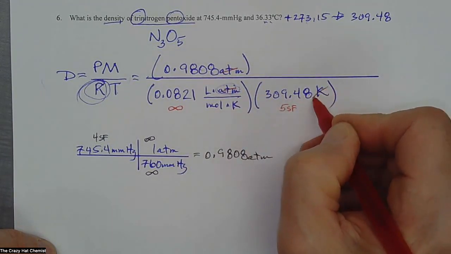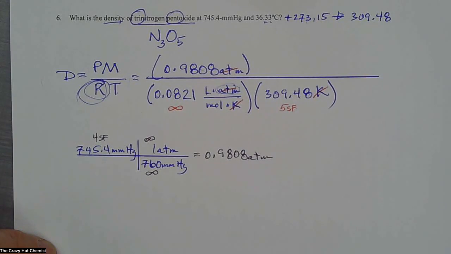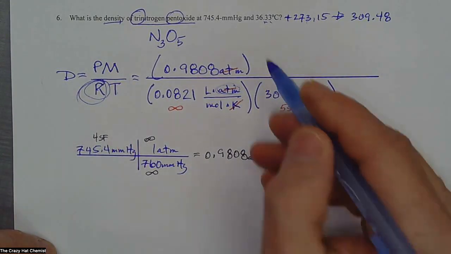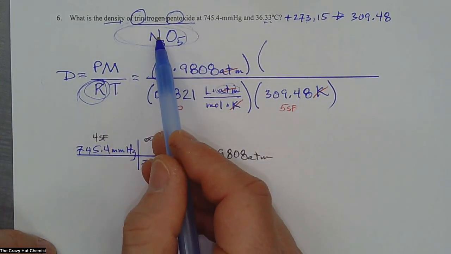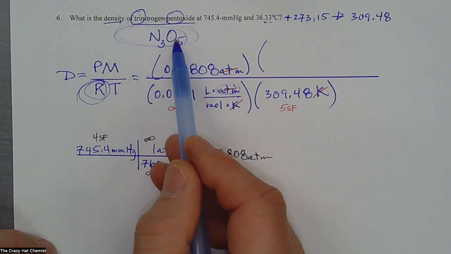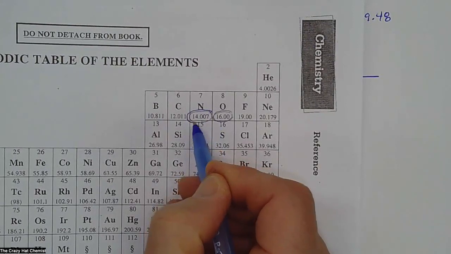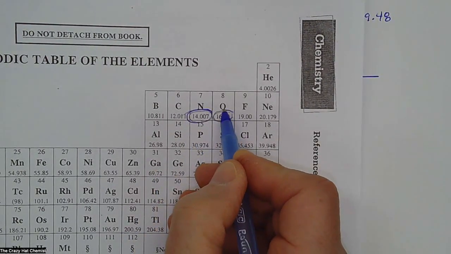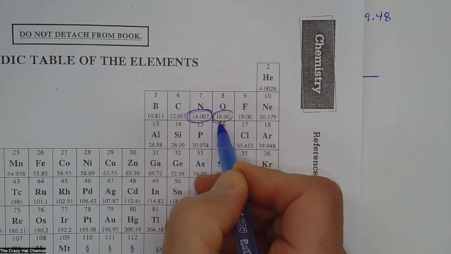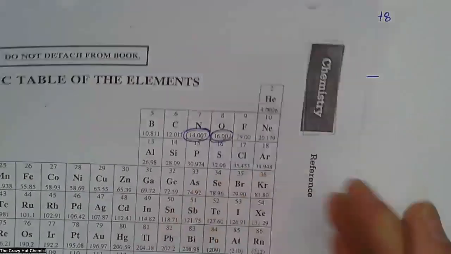Again, this enables me to cancel out the atmospheres. This enables me to cancel out the Kelvin. And you should see that I have liters, moles there in the denominator still. The M is going to be for the molar mass. So we're going to look at our formula, trinitrogen pentoxide. So we're going to pull out our periodic table. And 3 times 14.007 plus 5 times 16.00. I'm going to round it to the fewest number of decimal places, which is 2.